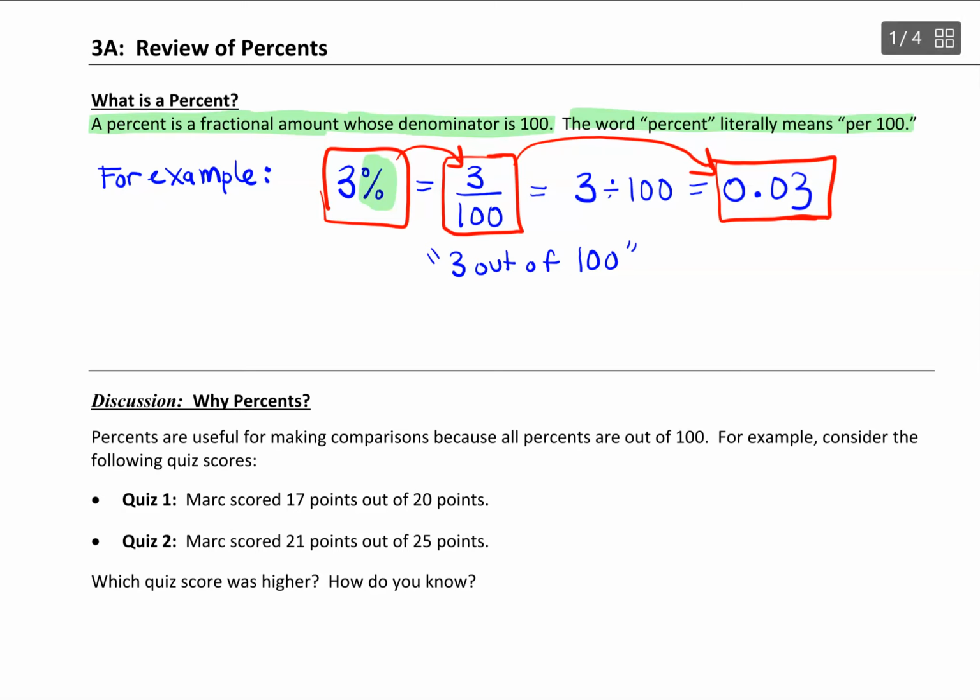Another important thing to remember about percent is that a percent always references something. You never have a percent just floating around in space. You'll never just see 3%. You'd be like, 3% of what? You're always taking a percent of something.